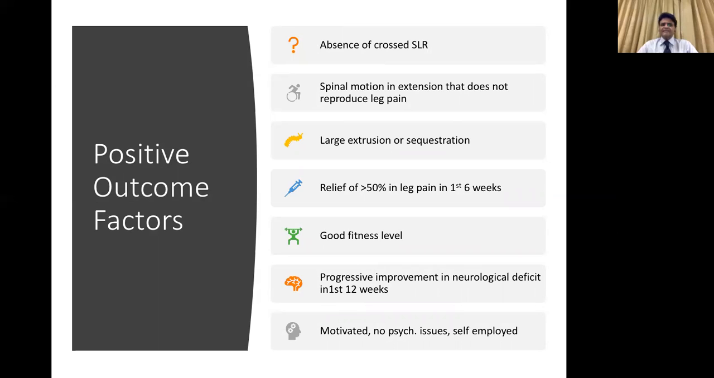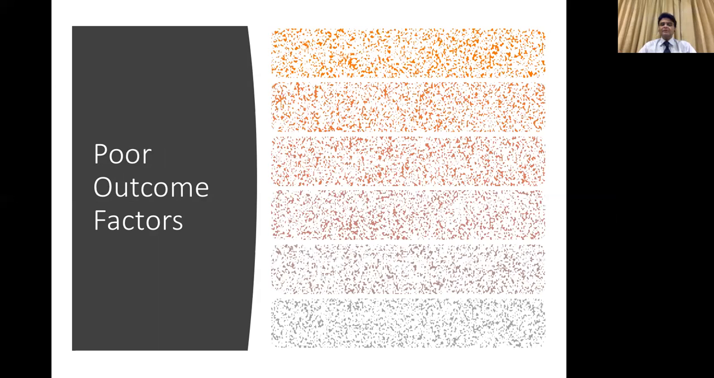Absence of a cross SLR, spinal motion in extension not mimicking symptoms, large extrusion or sequestration, good result, relief of 50% pain in the first 6 weeks, good fitness level, progressive improvement in neurology in the first 12 weeks, and a motivated, no psychological issues, self-employed patient. What are the poor outcome factors?